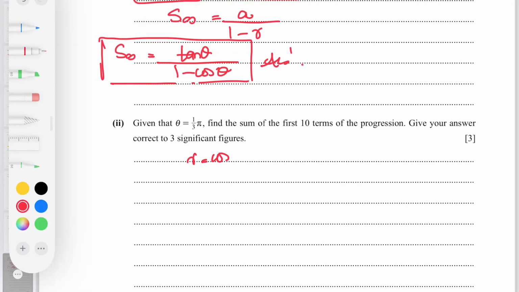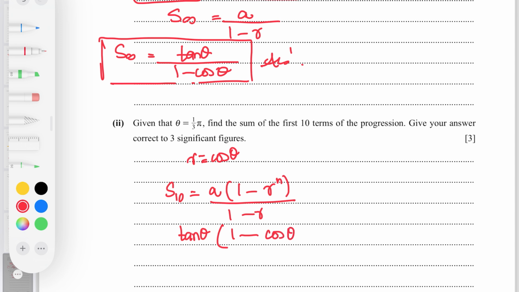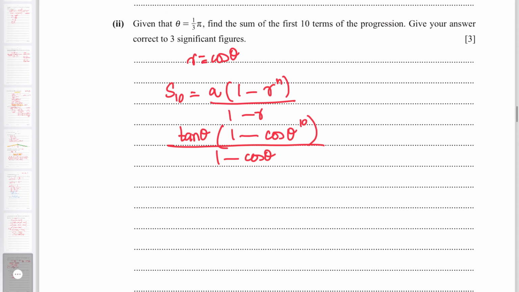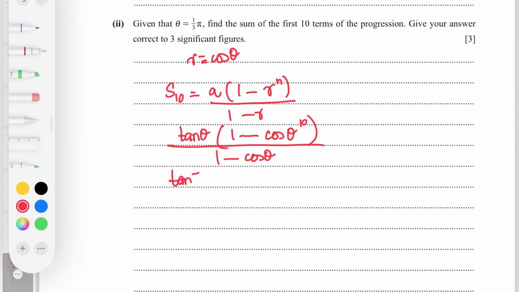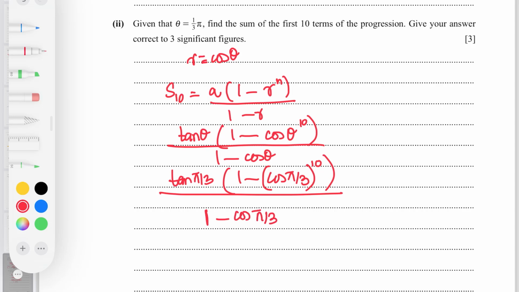Alright, so we know r is cos theta. What is the formula of the sum of the first 10 terms? A times 1 minus r to the power n upon 1 minus r. What is a? It's tan theta. What is theta here? Pi by 3. Alright, so let's do this. This gives me 3.46. That's about it.